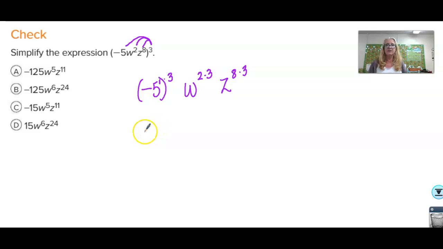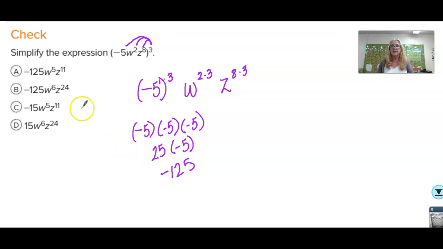Well, -5 to the 3rd power is -5 times -5 times -5. Well, 2 -5's multiplied together is +25. But when you multiply that times the 3rd -5, you get -125. So right away we know it's got to be either A or B. But what do we get for W and Z? Well, W to the 2 times 3 is W to the 6. And Z to the 8 times 3 is Z to the 24th.